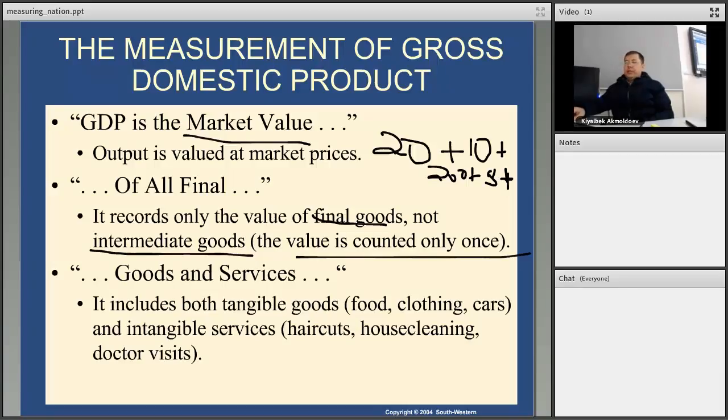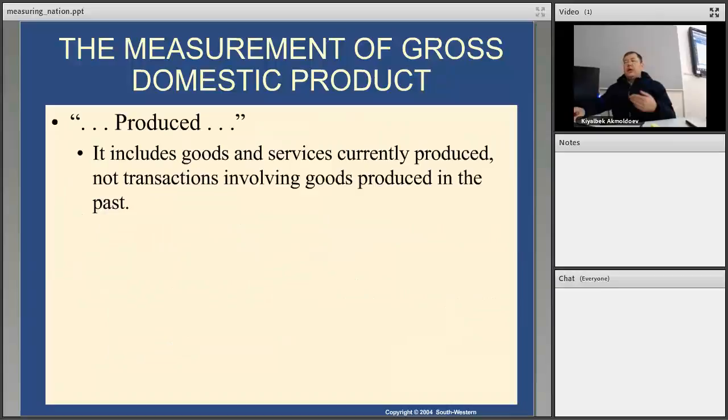Goods and services include both tangible goods, food, clothing, cars, and intangible goods, haircut, house cleaning, doctor visits, concerts, and so on. Produced includes goods and services currently produced, not transactions involving goods produced in the past. So as we have mentioned, second-hand products are not included to GDP. Only first-hand products are included to gross domestic product, GDP. This is also important, ladies and gentlemen.